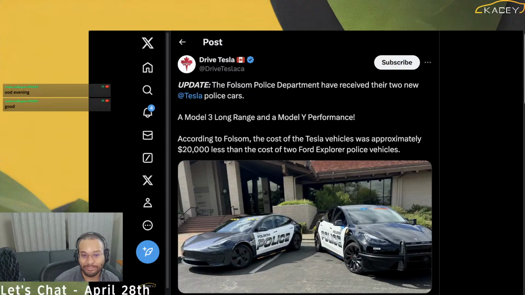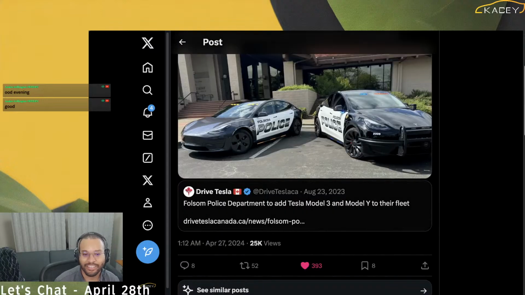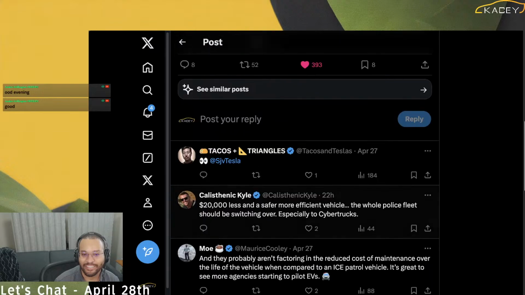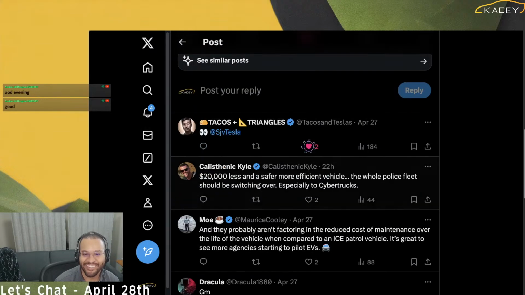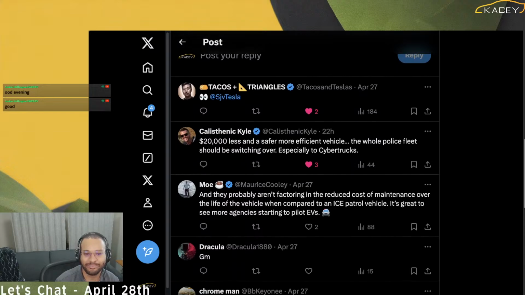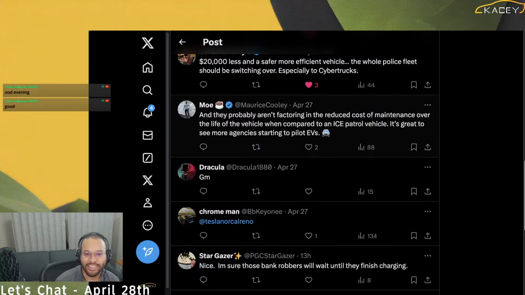They're making strong headway. $20,000 less for a safer, more efficient vehicle. The whole police fleet should be switching over, especially the Cybertrucks. And they probably aren't factoring in the reduced cost of maintenance over time. It doesn't appear they are. It looks like they're talking about purchase price. Yeah.